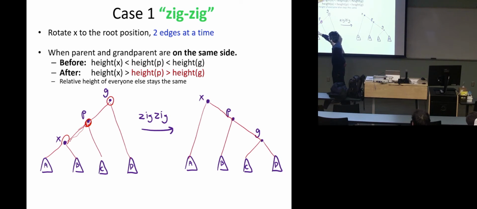P is a parent of X, and G is a parent of P. You're just defining the operation to work specifically on 3 nodes, right? Yeah. Okay.